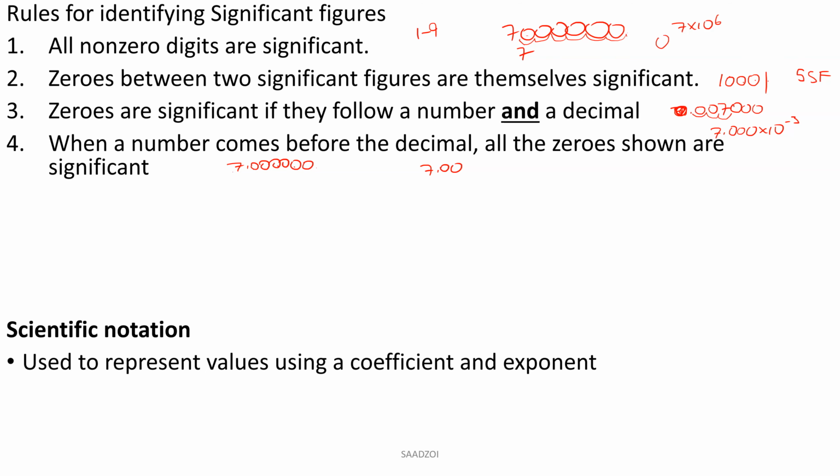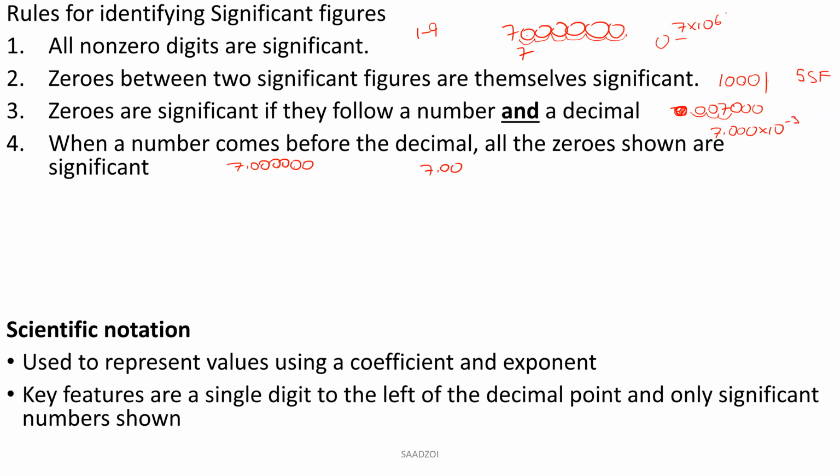So we talked about scientific notation briefly. So what is it? Used to represent values using a coefficient and exponent. So what's your coefficient? It's the number before your multiplication symbol. Your exponent is this number here, 10 raised to whatever power. Key features are you can only have one number to the left of the decimal point. So you cannot have a 0 to the left of the decimal point.